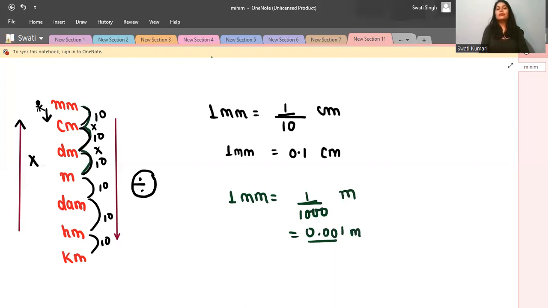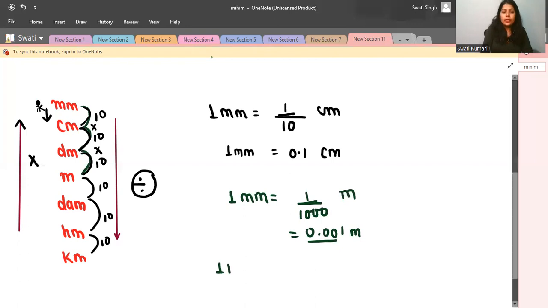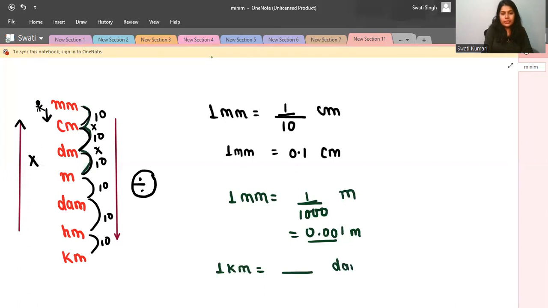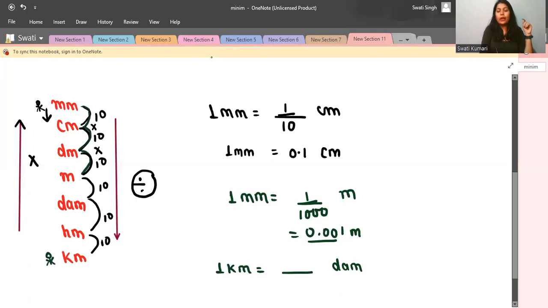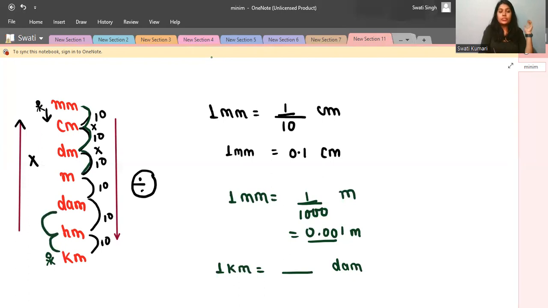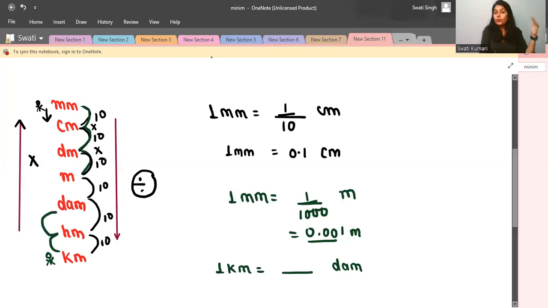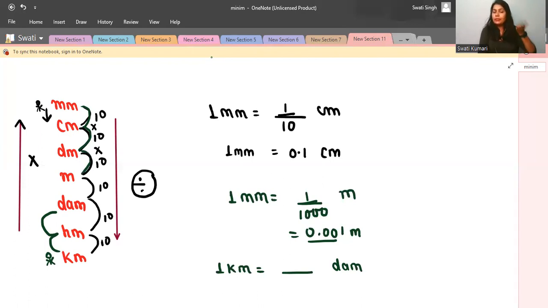Now let us check what is 1 kilometer is equal to how many decameter. Let us understand this. You are standing at kilometer, and now you have to go to decameter. So you are going 10 into 10, which is 100. Now you went above. That means the rule is when you go above, you have to multiply. So that 100 you will multiply: 1 into 100 is 100.